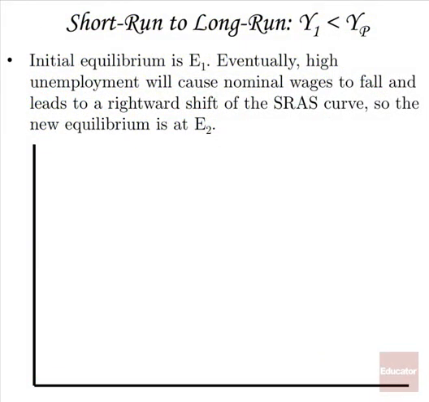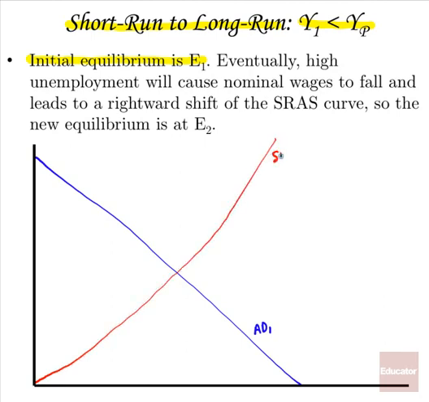Now, short run to long run. Let's look at the opposite scenario here, where Y1 is less than YP. Let's say the initial equilibrium is E1. Let's draw it as I'm going over so that you see what's actually going on. So this is the aggregate demand, AD1, and you have the SRAS, and let's label this as E1. And remember, E1 is just Y1, the current output, and PL1.